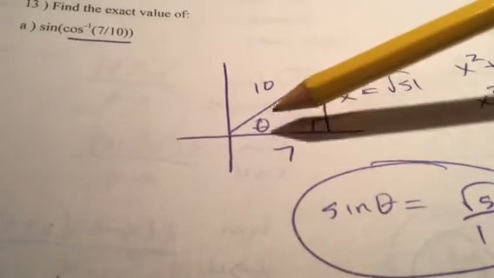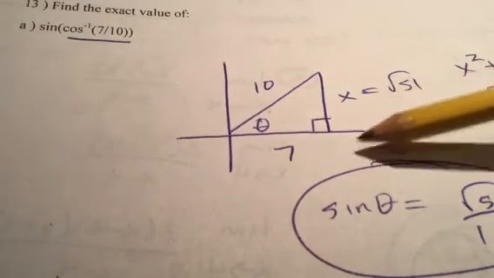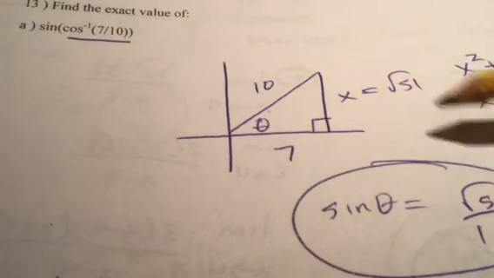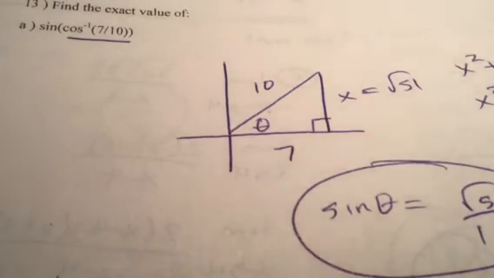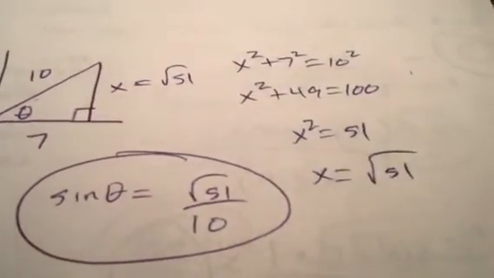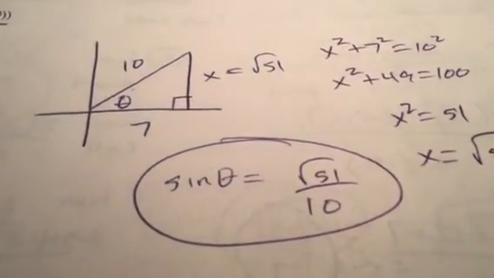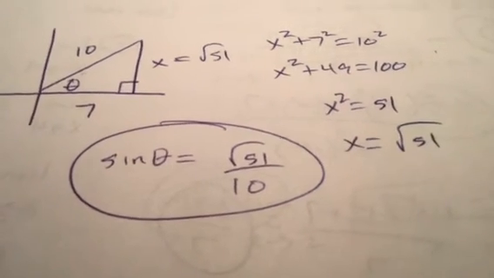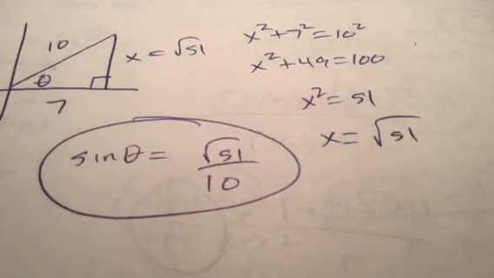So draw an angle that has a cosine of 7 over 10. So Pythagorean theorem would give us root 51 because we know that is true. Then the sine of that angle theta would be root 51 over 10. All right, write that down.